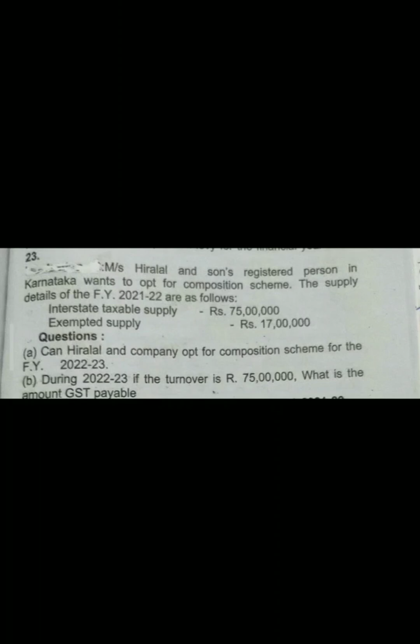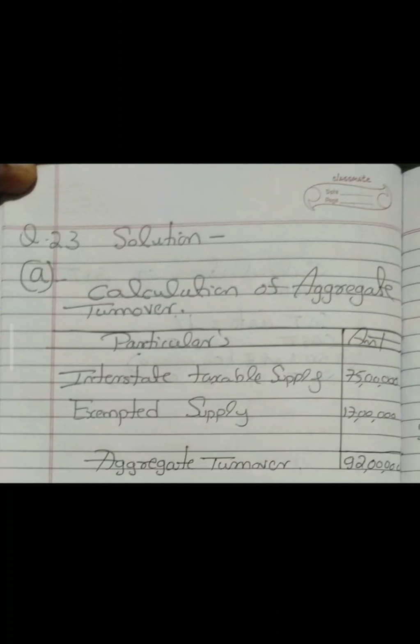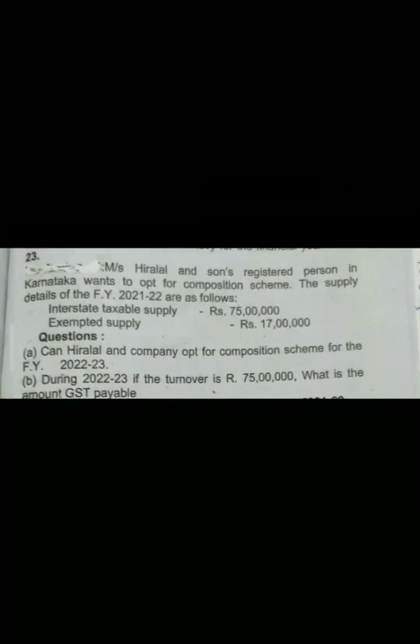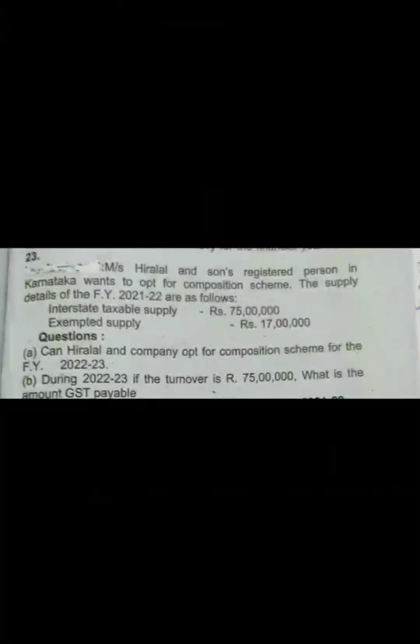So to adopt the composition scheme, his annual turnover must be less than 1.5 crores. So we have to calculate aggregate turnover. On the basis of that, we can compare with the limit, no? So calculation of aggregate turnover. So here the supply details are given. Interstate taxable supply, exempted supply.